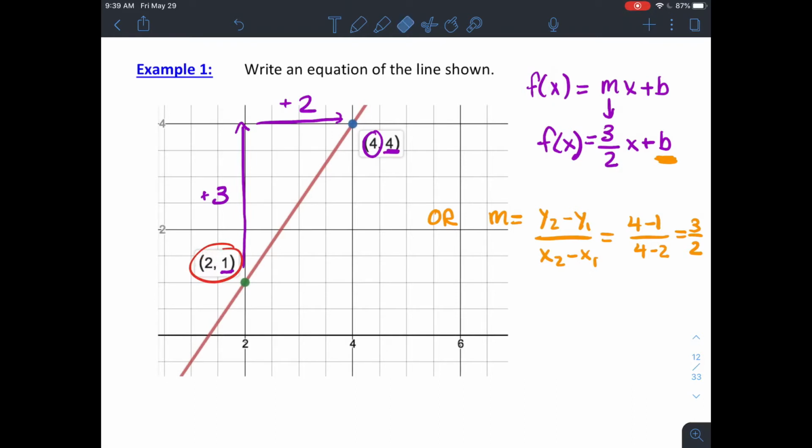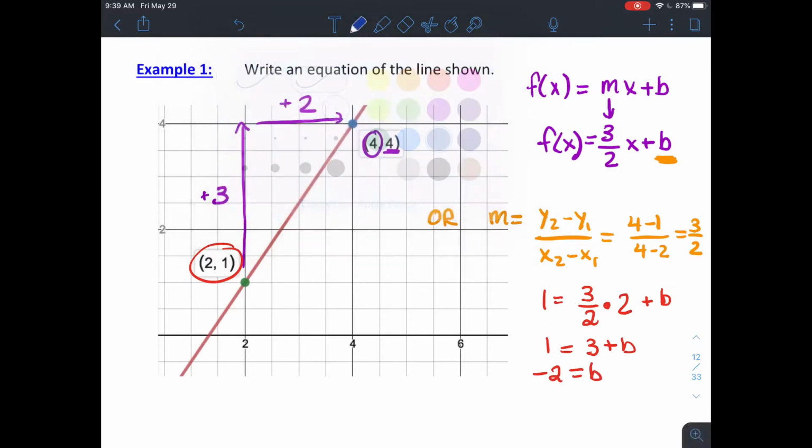And then for your y-intercept, I can't see on my graph where it crosses the y-axis, so let's take one of our 2 points that I know are on my line and plug in my x and y value. So I'm going to have 1 equals 3 halves times 2 plus b, and then I can solve that for my y-intercept. So subtract 3 from both sides, you'll get a y value of -2 for your y-intercept.